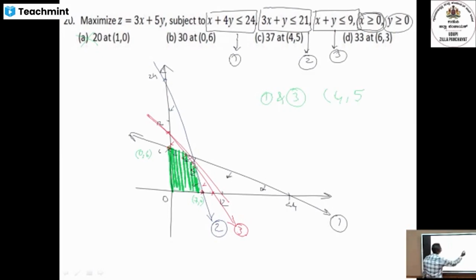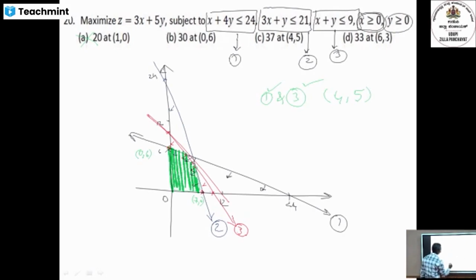So substitute (4, 5) in 1. 4 plus 20, 24. Yes, 1 satisfies. Whether 3 satisfies, 4 plus 5 is equal to 9, satisfies. So (4, 5) satisfies. What is the value? 12 plus 25, 37. So now 30 is out of the range. Okay. So now 37 is the maximum.